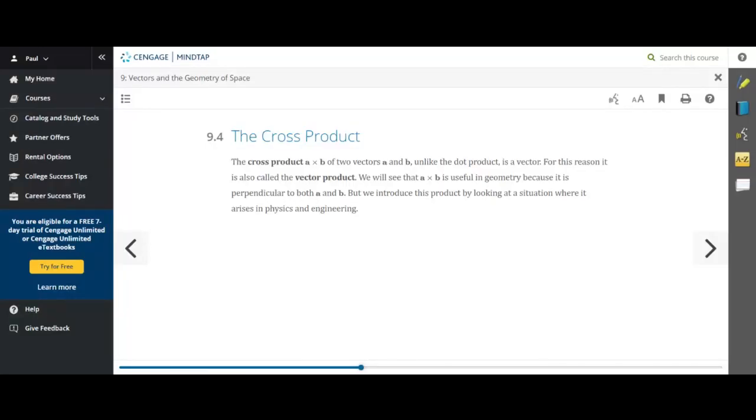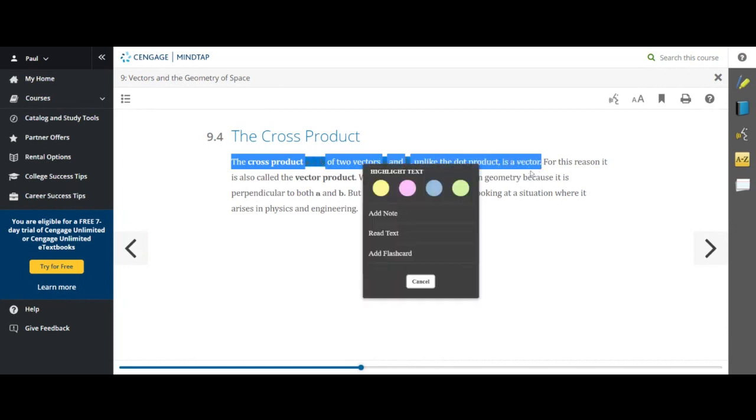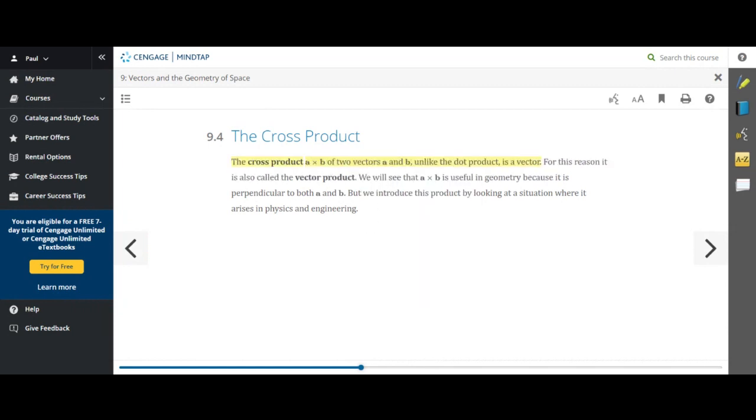Right. Section 9.4 deals with a concept called the cross product. Now, a cross product, unlike a dot product, where the dot product of two vectors is equal to a scalar, the cross product of two vectors is a vector. And we'll introduce the situation by looking at how it arises in physics and engineering.